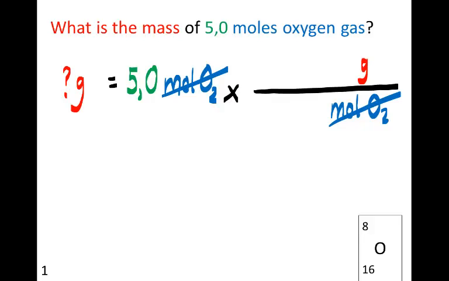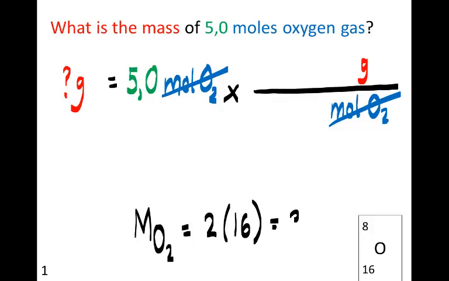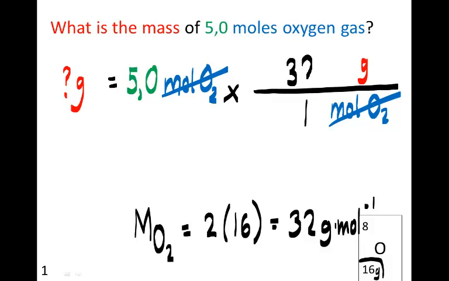Now we know from the periodic table that the molar mass of O2, oxygen, is 2 times 16 grams per mole, which is 32 grams per mole. Each mole of oxygen atoms has a mass of 16 grams, and there are 2 moles of oxygen atoms in every 1 mole of O2 molecules. So that's why we must multiply 16 by 2: 32 grams per mole. So 1 mole of O2 has a mass of 32 grams.